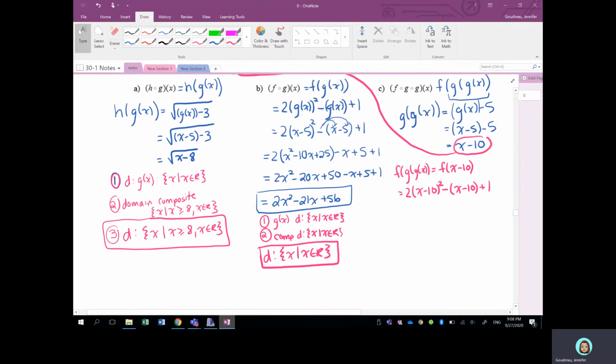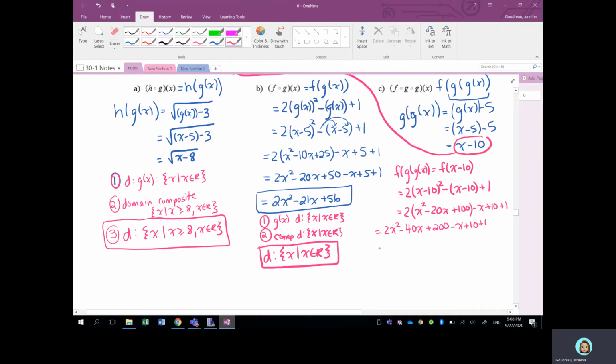Again, we're going to start with expanding. I'm going to keep the 2 there for now. This is x minus 10 times x minus 10. So x squared minus 20x plus 100. Removing the brackets is going to change the sign of both of those terms. So minus x plus 10 plus 1. Distributing that 2, we're going to get 2x squared minus 40x plus 200 minus x plus 10 plus 1.